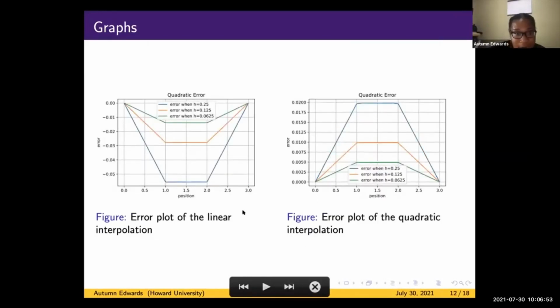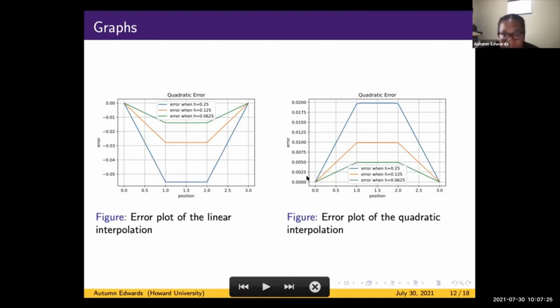Okay, and here are our error plots. We see here in the linear interpolation error plot, the error is really large right here for our 1/4. And then at 1/8, our error gets smaller, which we would assume. And as we get smaller and smaller with our nodal spacing, the error also gets smaller and smaller. And then here in our quadratic interpolation, we see that the error is already a lot smaller, even when we have our nodal spacing of just 1/4.